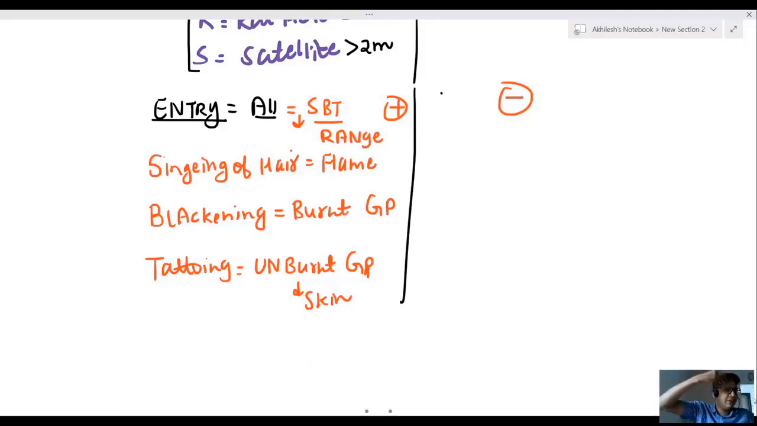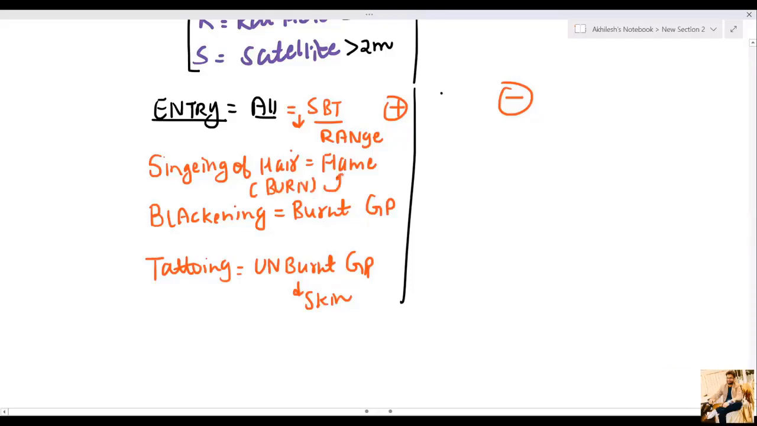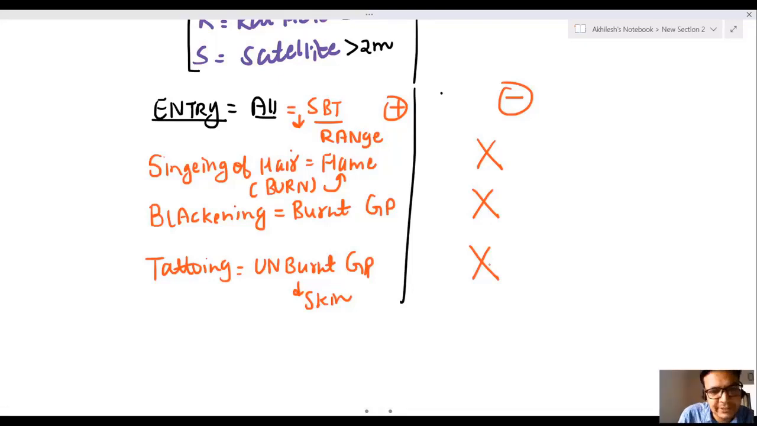Singeing is because of flame touching the skin. There will be burning of the hair. Burnt gunpowder is deposited surrounding the entry wound, that is blackening. Unburnt gunpowder goes inside the skin, that is tattooing. So this is SBT deciding the range. But this is absent in exit. All are absent in exit.